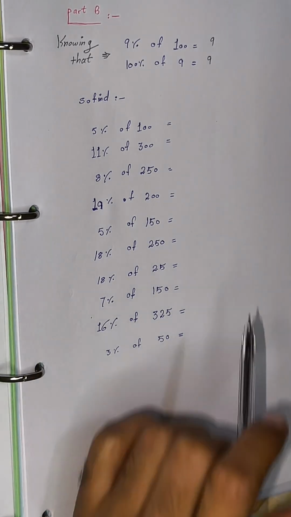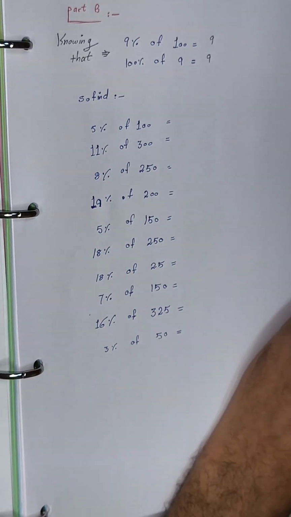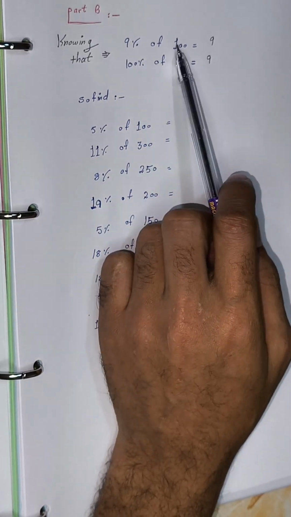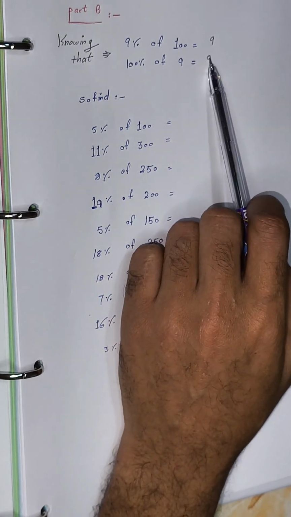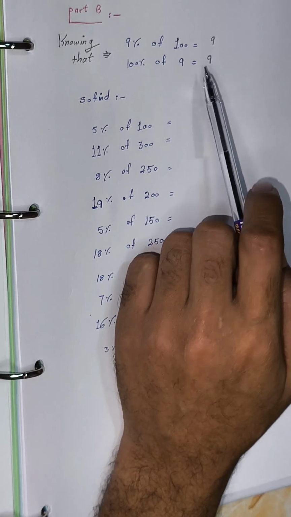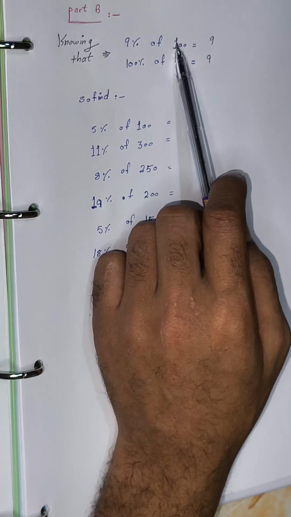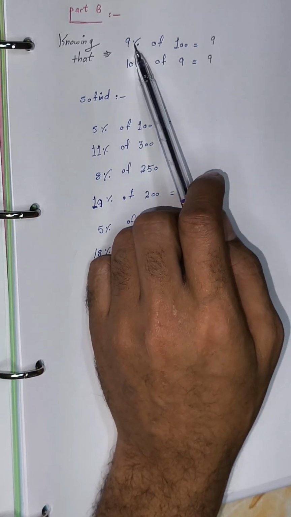Hello, I would like to do part B of percentages. Alright, so let's just look at this. 9% of 100 is 9 and 100% of 9 is also 9. What does that tell me? It tells me you can just move the percent sign to the other part if the question is somehow challenging. You can think of switching the percent.